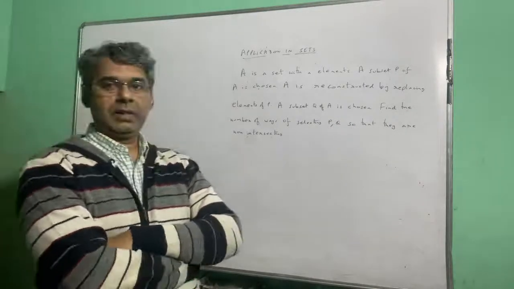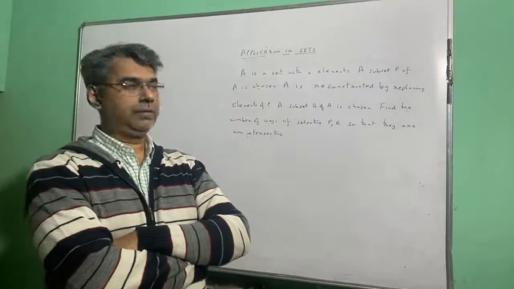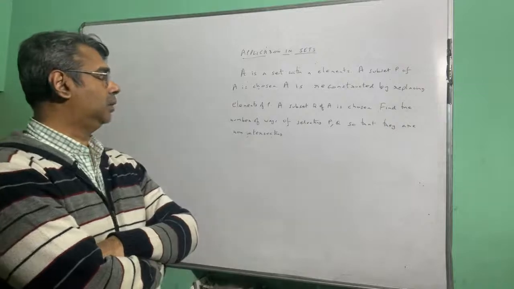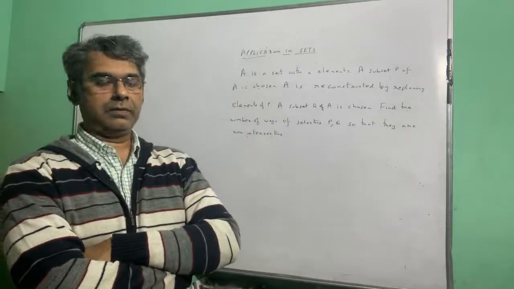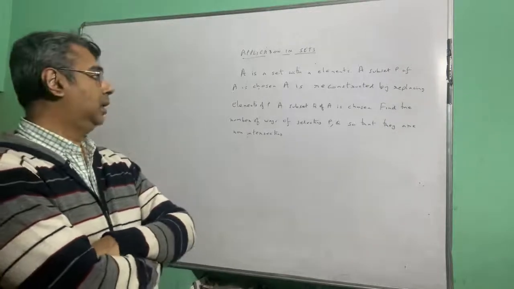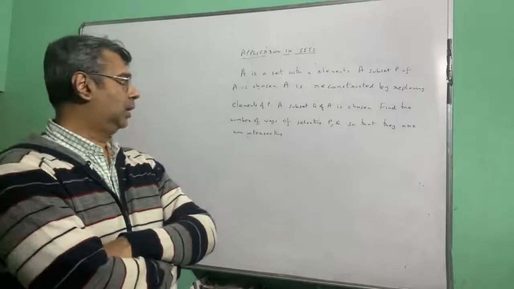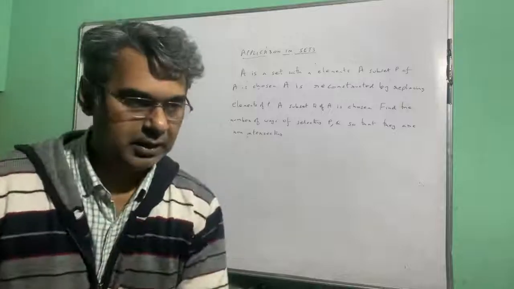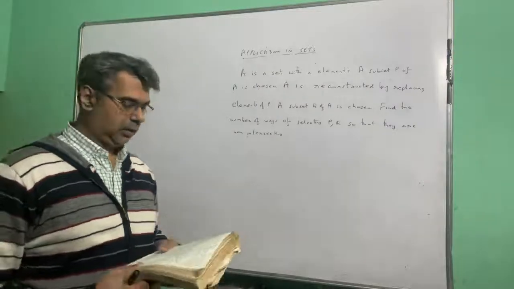So first one set A was given. From that you choose a subset P. Then you replace all the elements of P and reconstruct A. Then you choose a subset Q. And how many ways can you select P and Q so that they are non-intersecting? That means they don't have any elements in common.